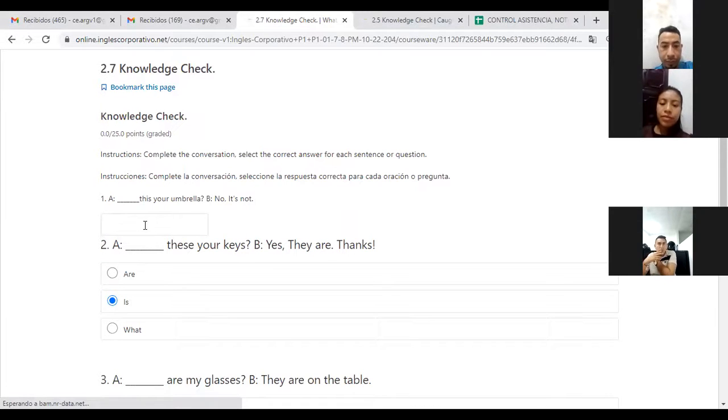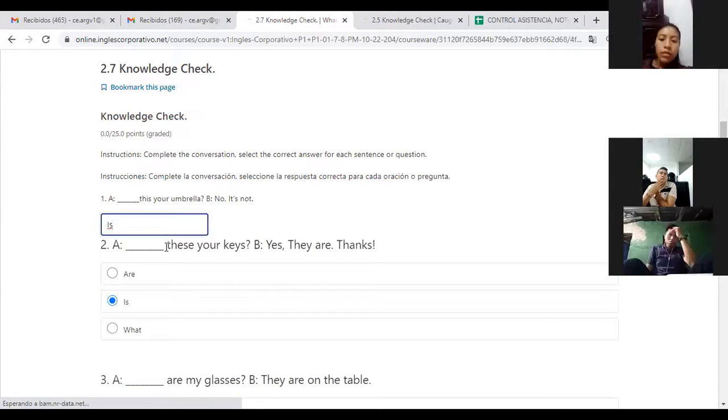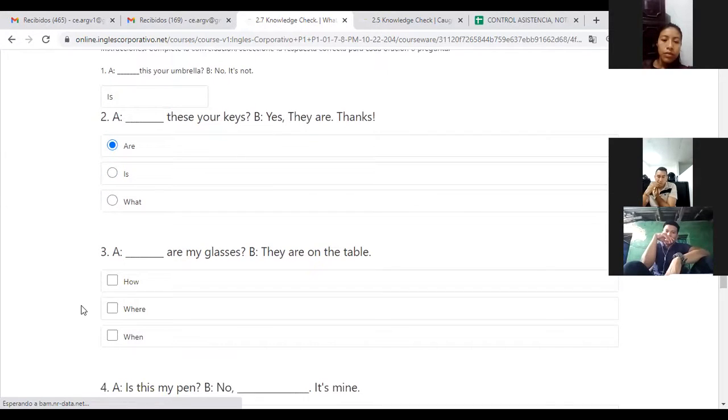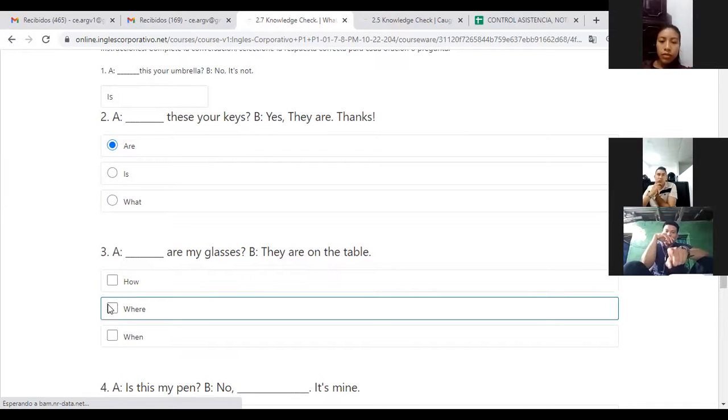Pero, is this your umbrella? Aquí se va is. Pero miren en la segunda, this. They are talking about keys. Keys. Yes. Are. Y luego me vuelve a indicar they are. Otra vez me dice are. Ah, mira, aquí está fácil. Glasses. Are. They are. Are my glasses.